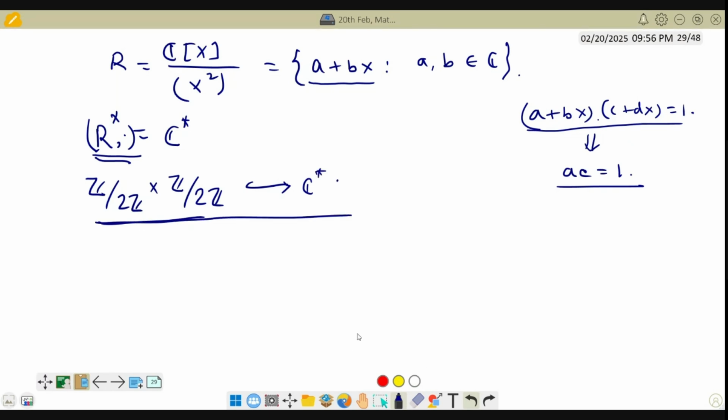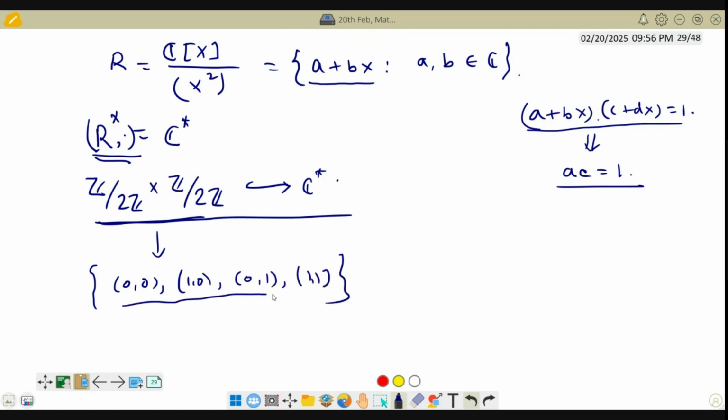So you have some ring. Now it reduces to a group theory problem. What are the elements of this group like? This is (0,0), (1,0), (0,1), (1,1). These are all elements of finite order. All the elements have order 2. Now the task is to find how many finite order elements are there in R star. What are the elements that have finite order?